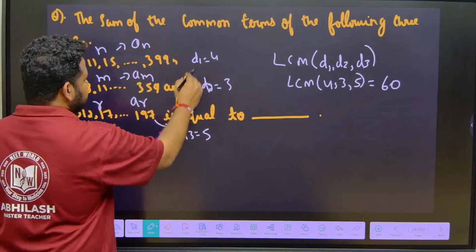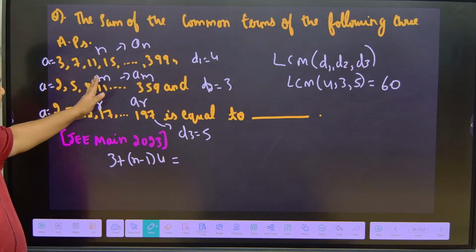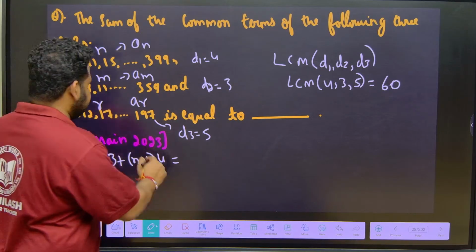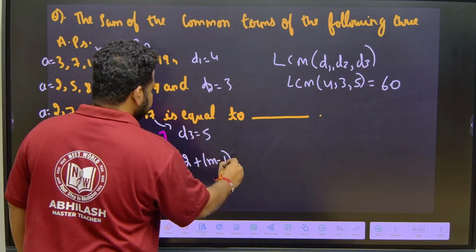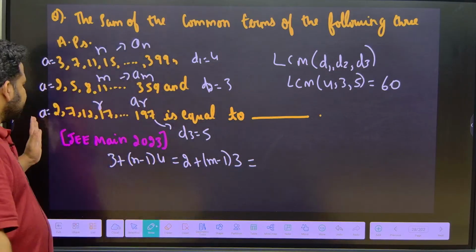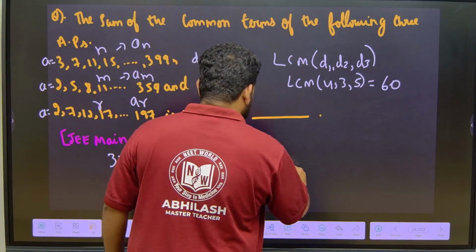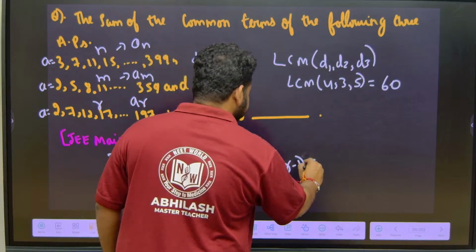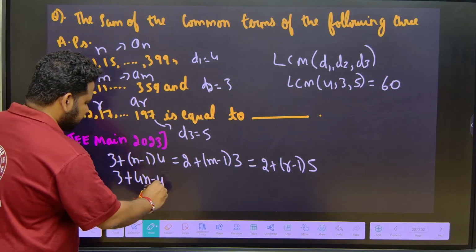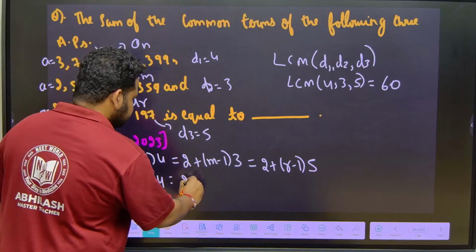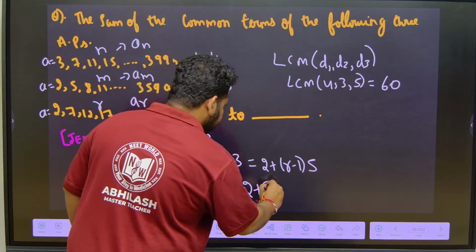D is what here? D1, which is 4. So this should be equal to the second AP, that is a plus m minus 1 into d. A is 2 here, so 2 plus m minus 1 into d. D2 should be 3. This is equal to the third AP, that is a plus r minus 1 into d. A is 2 here, so 2 plus r minus 1 into d, and d here is D3, that is 5. Now what will we get? This will be 3 plus 4n minus 4, this will be 2 plus 3m minus 3, and this will be 2 plus 5r minus 5.